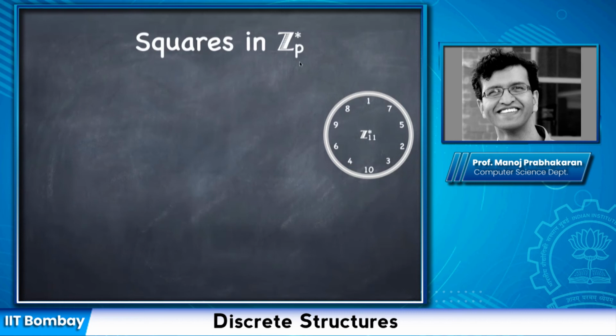Zp star, or the non-zero elements. So 1, 2, 3 up to p minus 1 in Zp. And here is a simple example, Z11 star. I've listed the 10 integers there in somewhat strange order, but this actually is the order in which they are generated by a generator 7.